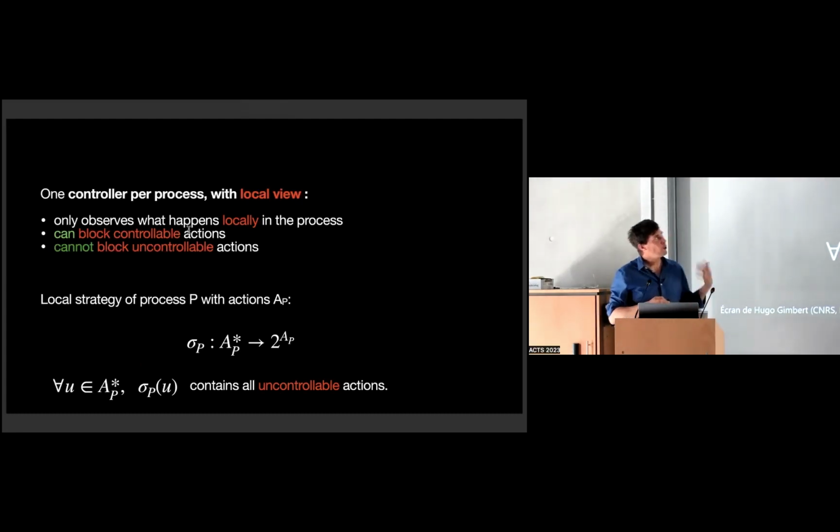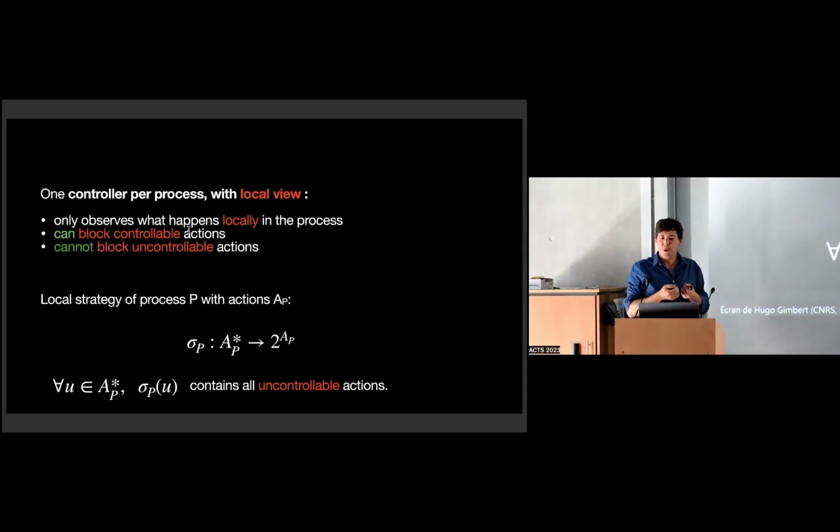So in the local control question, there is one controller per process. And this is also the case for causal control, but with a local view. It means that the controller of a process can only observe what happens locally in the process. He has no clue about what happens in the rest of the system. In my example, the controller of PA on the left has no clue of what is happening on the right with PB, and conversely.